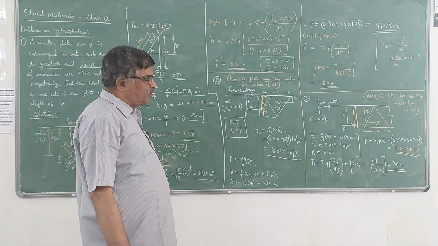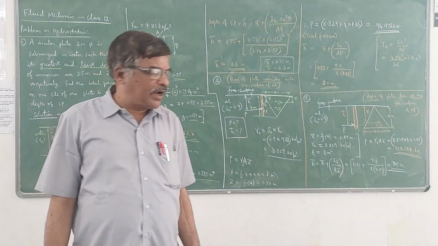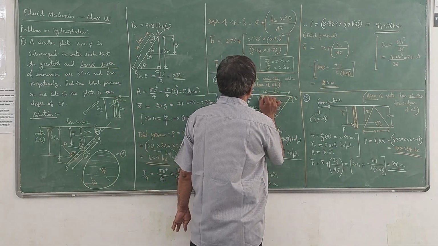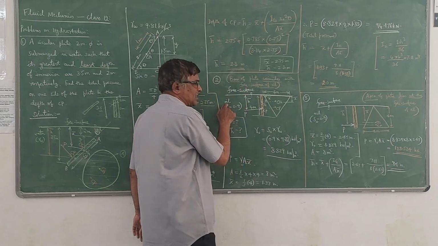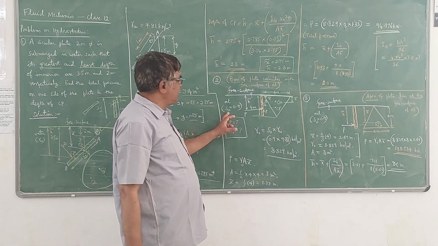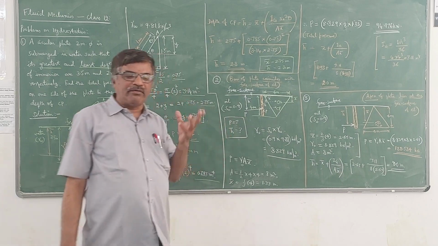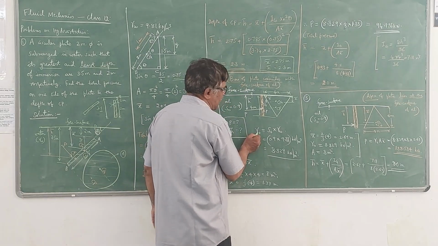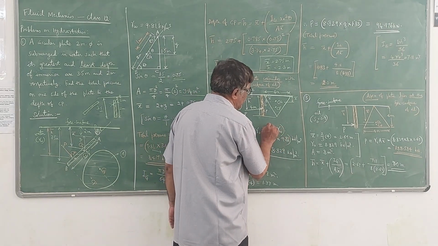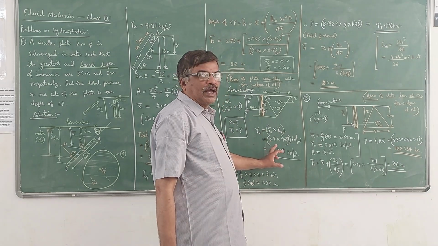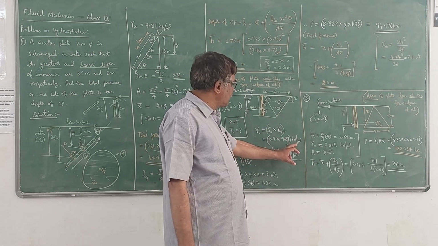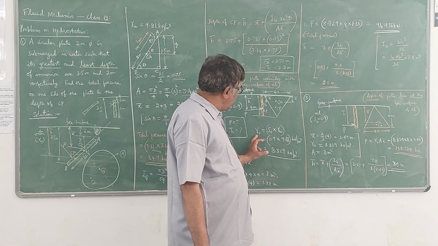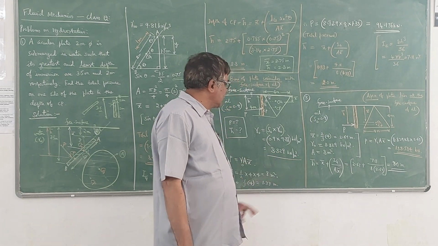Now in the second problem, I have taken a triangular plate. We observe here that the base of the plate coincides with the free surface of oil. So instead of water, I have taken oil of specific gravity 0.9. If you know the specific gravity, you can always find out the specific weight. So specific weight of oil is given by specific gravity of oil multiplied by specific weight of water. So 0.9 into 9.81 kilonewton per meter cube, because gamma W is 9.81 kilonewton per meter cube. So gamma of the oil becomes now 8.829 kilonewton per meter cube.